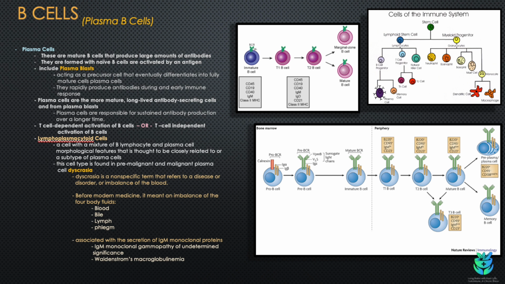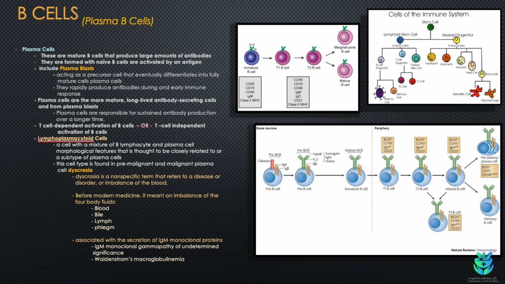Plasma cells. These are mature B cells that produce large amounts of antibodies. They are essential for the humoral response, and remember that it kills the pathogens, not the cell. They are formed from naive B cells that are activated by antigens. They include plasmablasts, which act as a precursor cell that eventually differentiates into fully mature plasma cells. They rapidly produce antibodies during an early immune response.